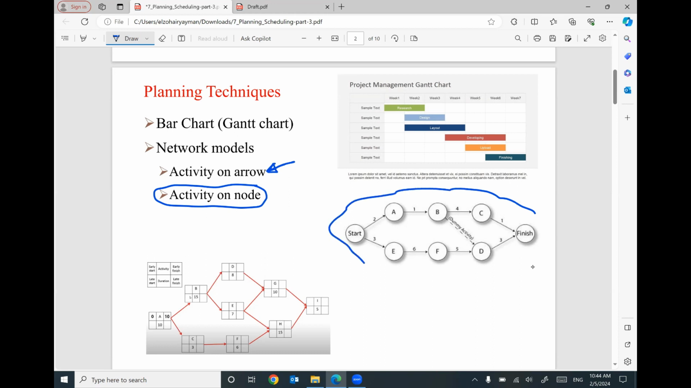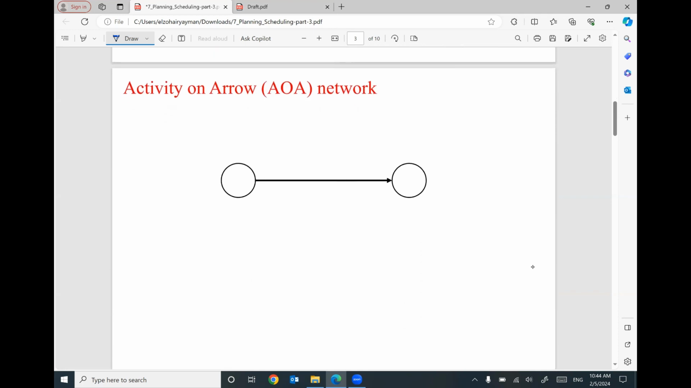So how can I construct my scheduling to figure out the early start, early finish, late start, late finish, total float, project duration using the network model activity on arrow. Just to remind you, the activity on arrow means I have an activity, for example, any name. I will write the ID here, and this is the duration of this activity, and this is node number 1, and this is node number 2. So this activity is going from node number 1 to node number 2.